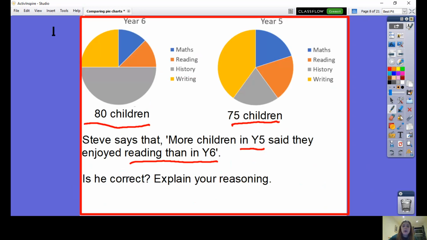And that's really what we're looking at with these pie charts. The total value is different, therefore, it doesn't really matter what the fraction is. All that matters is what that fraction of the amount is. So, Steve says more children in year 5 said they enjoyed reading than in year 6.